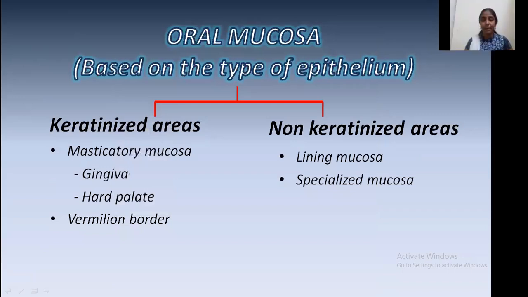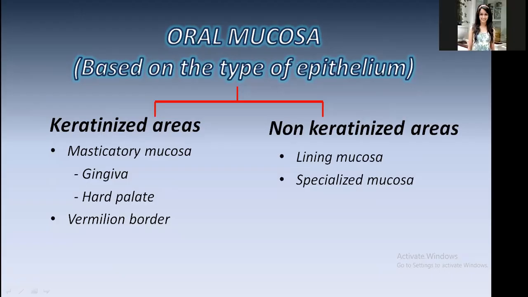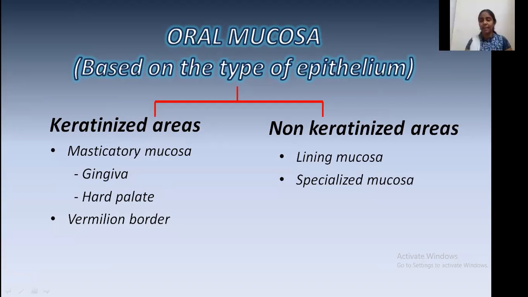Now coming to epithelium of the oral mucosa. Based on keratinization, the epithelium in the oral mucosa can be divided into keratinized and non-keratinized areas. The keratinized areas are present in the masticatory mucosa, gingiva, hard palate, and the vermilion border. That is, masticatory mucosa comprises the gingiva and the hard palate, and the vermilion border, that is the lip border, is also keratinized. Non-keratinized areas are the lining mucosa and the specialized mucosa.